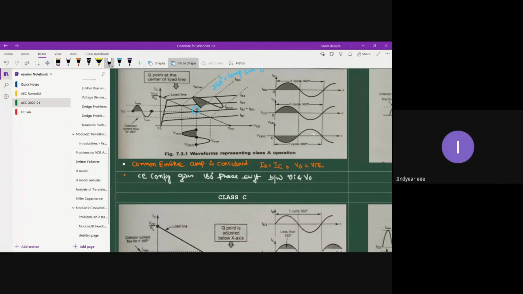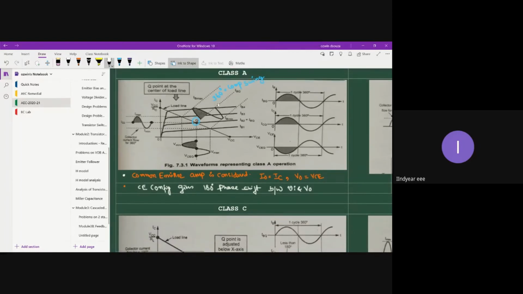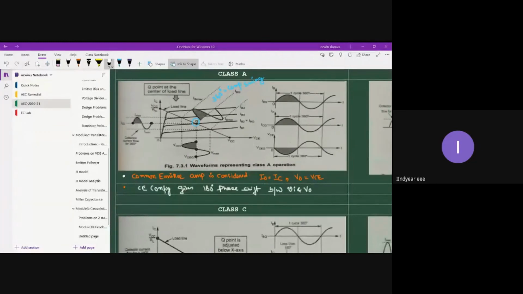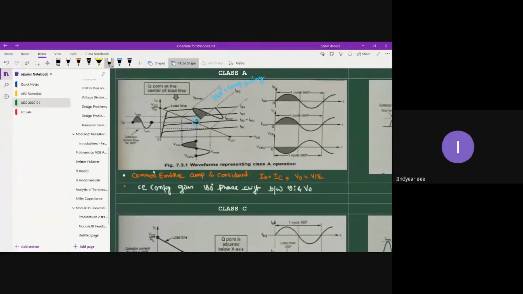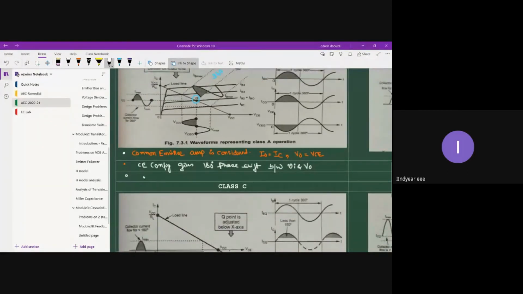Okay, so this is about the physical difference of class A power amplifier. So what you have to do is you have to draw this output characteristics, and you have to draw the waveform, and then you have to claim that there is a complete flow of current at the base terminal, collector terminal, and collector to emitter voltage. Now by fixing the Q point at the center of the load line, you will get a complete 360-degree waveform. At what cost? At a reduced efficiency.